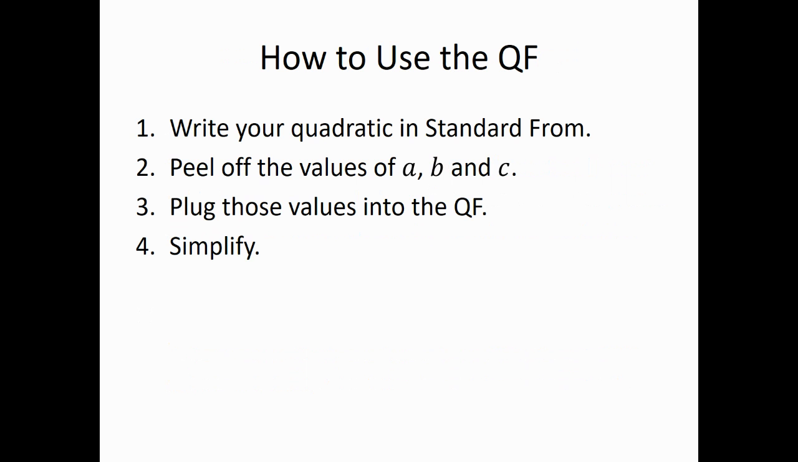Now, how to use the quadratic formula? Here are the steps. You take your quadratic equation, having verified that it's actually quadratic, of course. We talked about that. You'll write it in standard form, which means you'll get everything on one side and 0 on the other. Then you'll peel off the values of a, b, and c, and typically I'll write those out like a equals some real, b equals some real, c equals some real. Then I'll plug those values of a, b, and c into the quadratic formula, and then I will simplify the resulting expression, if possible, and typically you can.